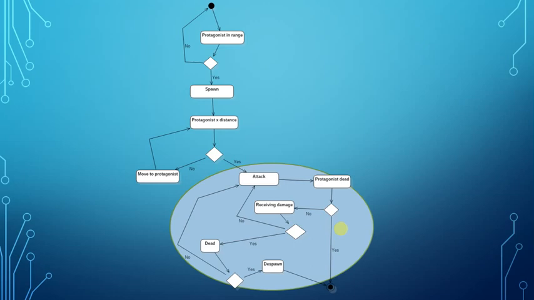If they have not died, they keep on attacking and going into that previous loop where they check if the protagonist has died. If not, they check if they're receiving damages. If so, they check if they've died. So they're continuously going into this loop until either the antagonist or the protagonist has died and the game is over.